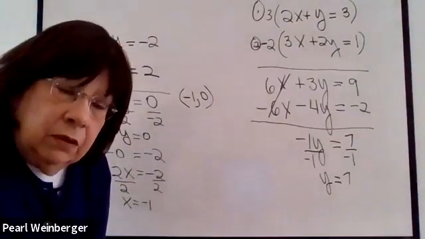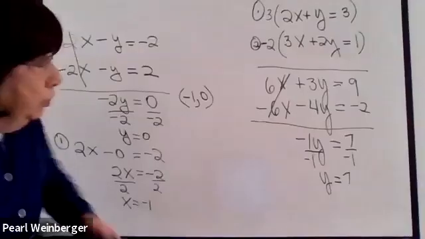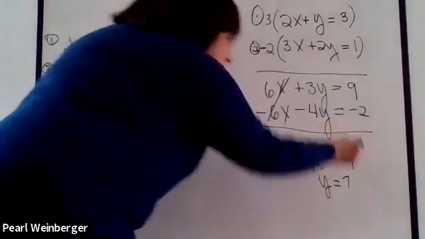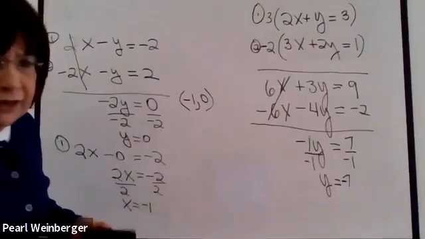Yes. Y equals negative 7. It's not 7. Oh, you're right, thank you. 7 divided by negative 1 is negative 7. It's a good thing I have you here to keep me on the straight and narrow.